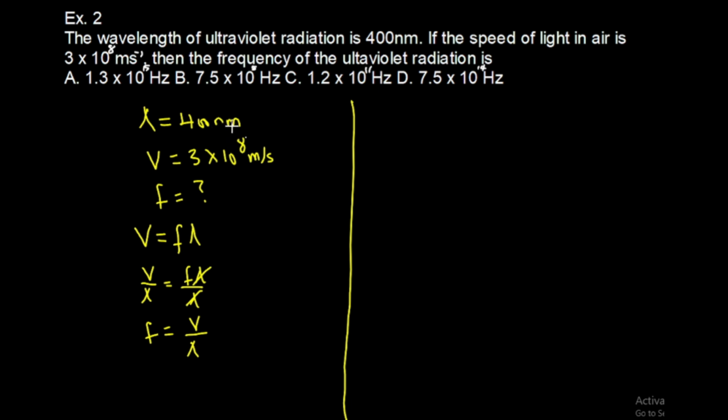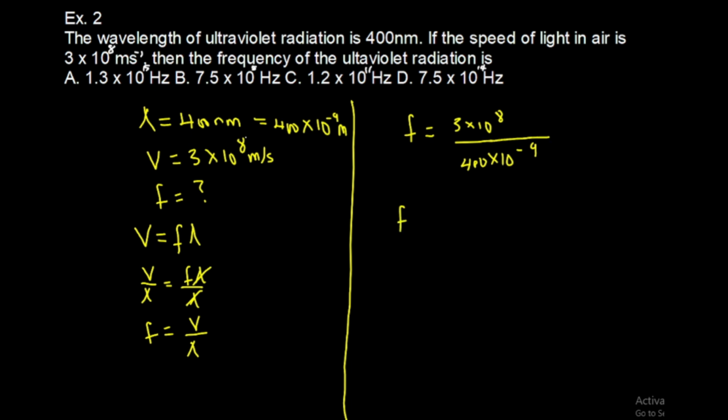So how do we convert nanometer to meter? Nano here is a prefix, and nano means 10 raised to power minus 9. So this is going to give us 400 times 10 to power of minus 9 meter. So now we can substitute into our formula F equals V over lambda and solve. So we have frequency equals V, which is 3 multiplied by 10 to power 8 divided by 400 nanometer, which is like 400 times 10 to power of minus 9.